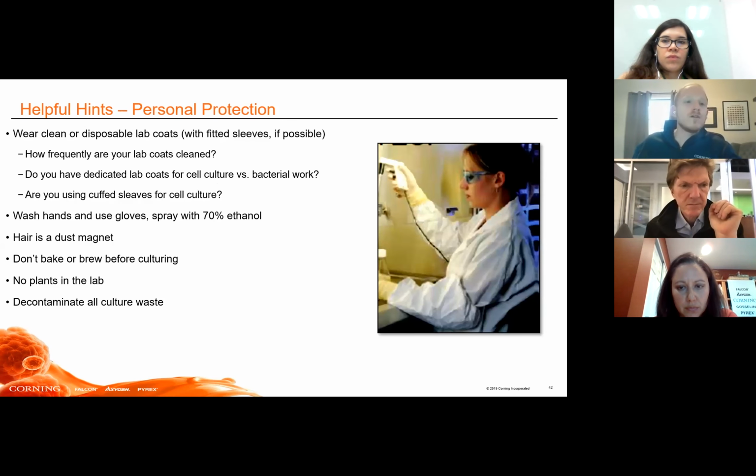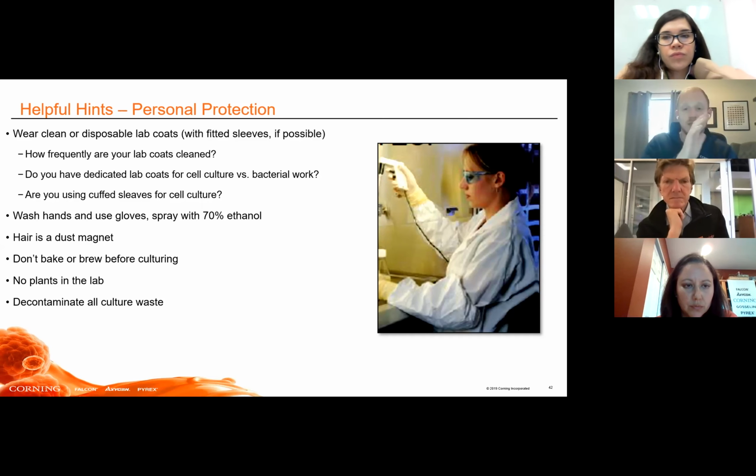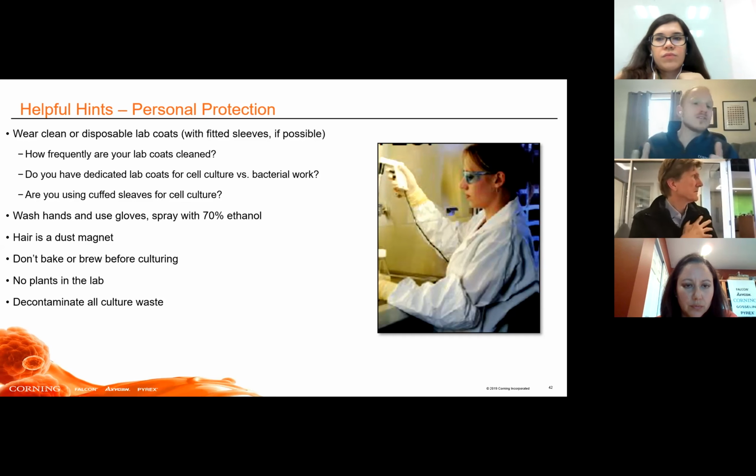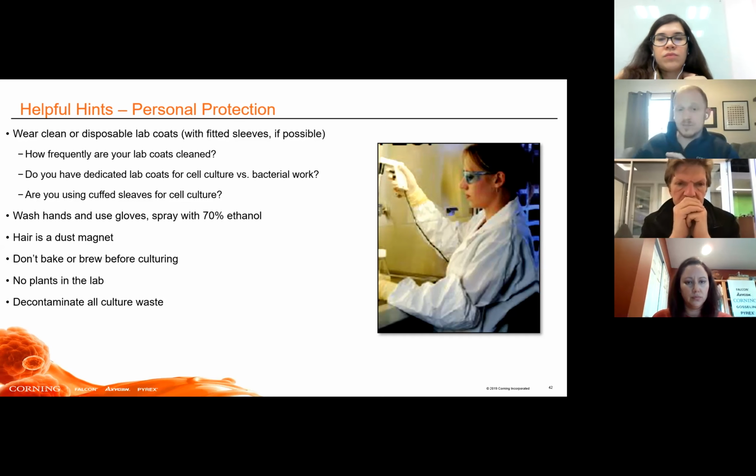incubator. For personal protection or PPE, it's really important to wear clean or disposable lab coats with fitted sleeves. So if you have your sleeve that's open, you could absolutely be introducing something into your sterile work environment from the exposed skin. Ask yourself, how frequently are your lab coats cleaned? Do you have dedicated lab coats for cell culture versus bacterial work? You absolutely should. You should also have dedicated incubators for cell culture versus bacterial work. Are you using cuffed sleeves for cell culture? So making sure that you don't have exposed skin inside the biosafety cabinet.